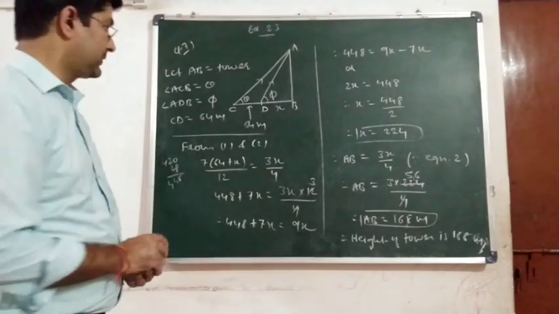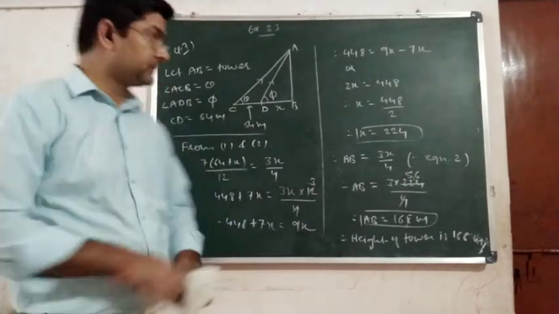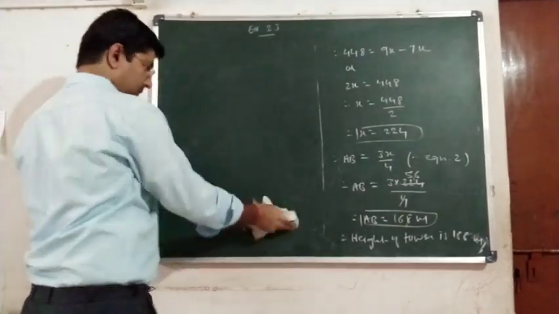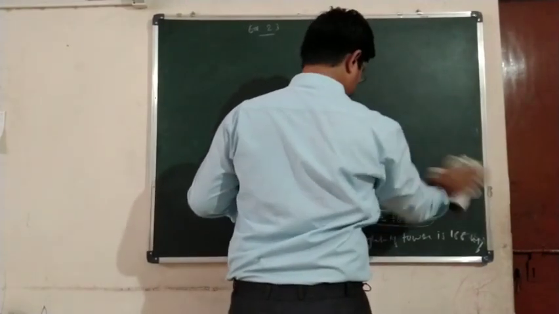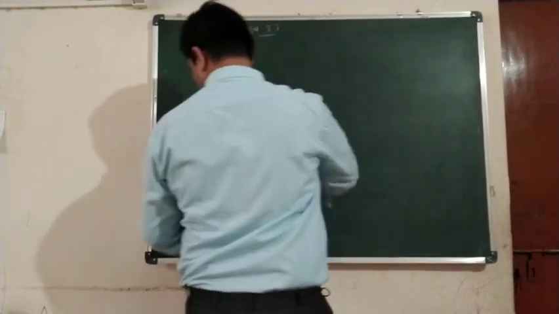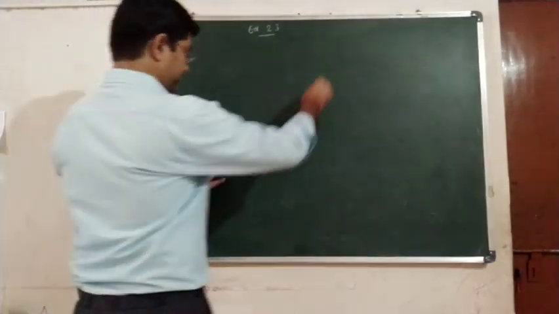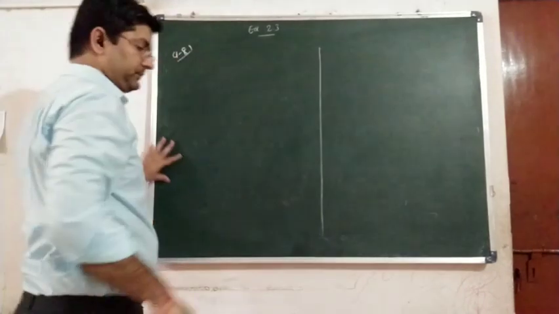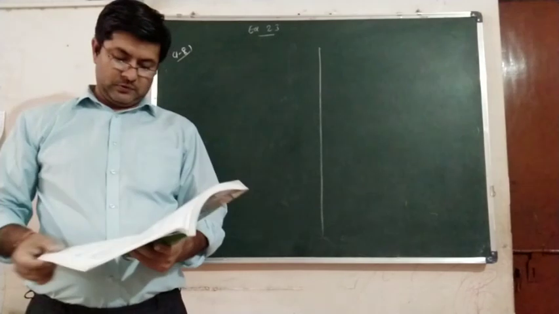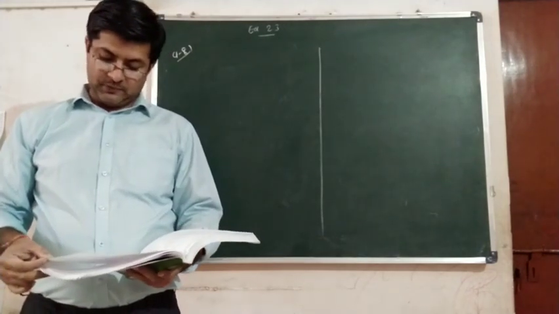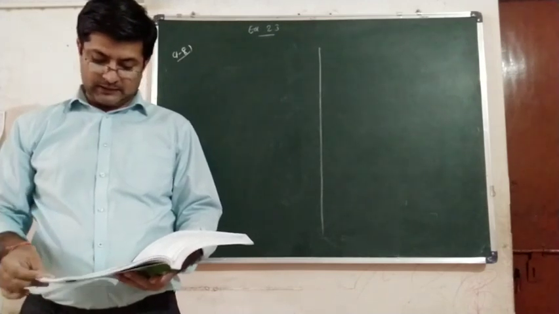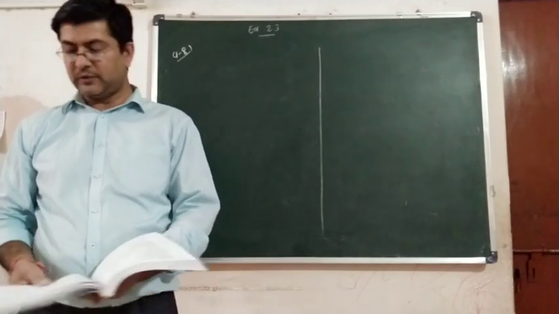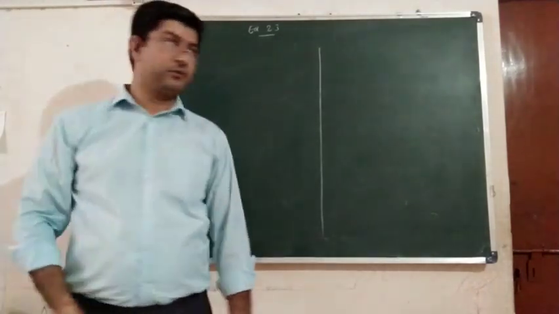Okay, now let us solve the next question. Question number 8. From the 2 points A and B on the same side of a building, the angles of elevations of the top of the building are 30 and 60 degree. If the height of the building is 10 meter, find the distance between points A and B correct to 2 decimal places. This was asked in the board 2009.